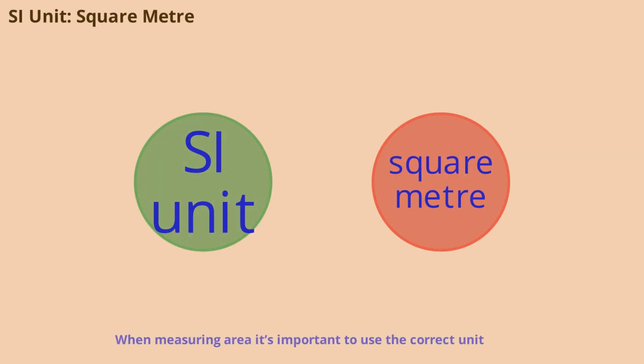In measuring area, it's important to use the correct unit. The SI unit for area is the square meter, written as m². This unit is used worldwide and helps keep measurements consistent. Whether you're measuring a small table or a large field, using square meters ensures that your calculations are accurate and easy to understand.